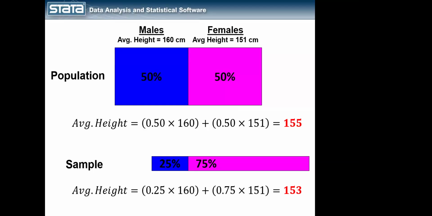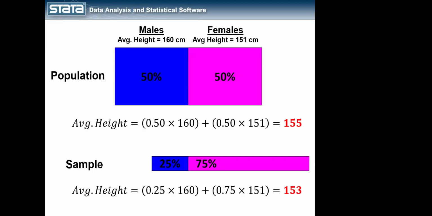So what happens if we have a population that we happen to know is exactly 50-50 males and females? 50% males, 50% females. And let's say that we also happen to know that the average height of males in the population is 160 centimeters, and the average height of females is 151 centimeters. Well, if we were to calculate the average height in the population as a whole, we would multiply 0.5 times 160 plus 0.5 times 151, which would give us an average height in the population of 155. Okay, it's a weighted average, half males, half females. So the population average height is 155.